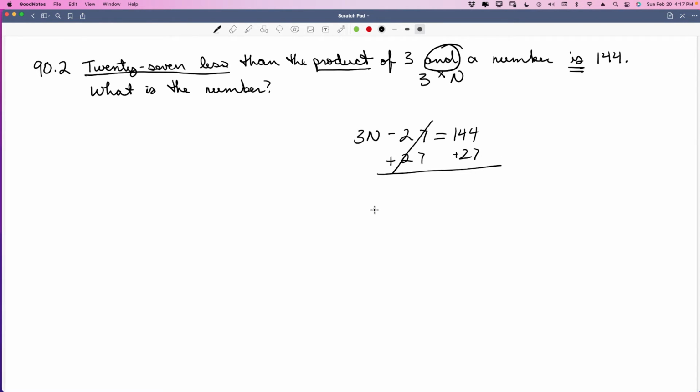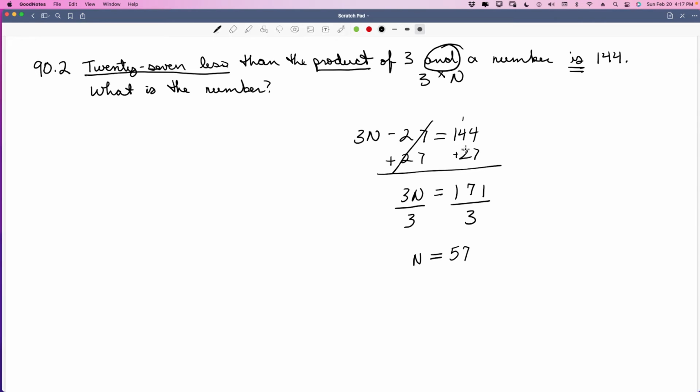So this cancels. 3n is what remains on this side. We add this together, we get 11, carry the 1, that's going to be 7, so 171. So now we're going to divide both sides by 3 because we know 3 times this number, they're factors. So we need to find out what this number is by doing the inverse operation, which is division. 3 divided by 3 is 1. 1n is going to be equal to 57 because 57 times 3 is 171.